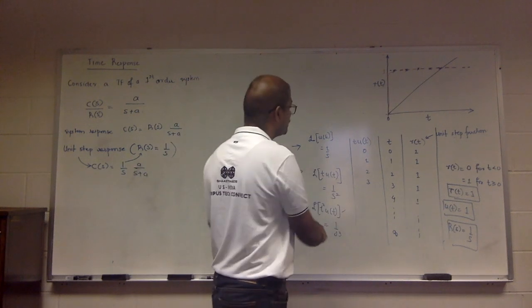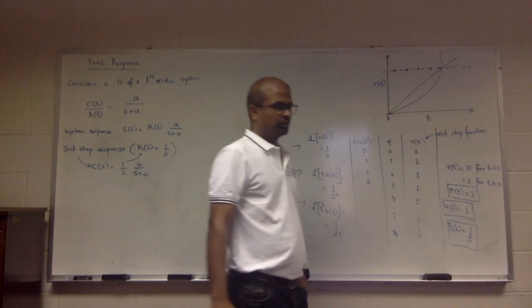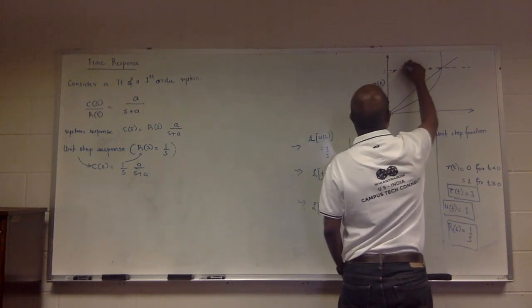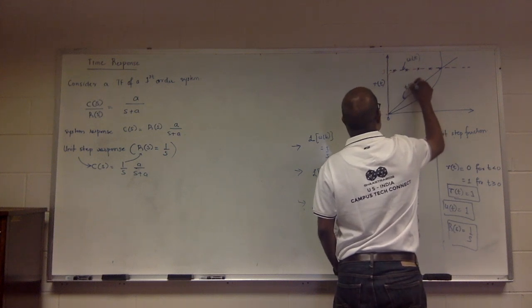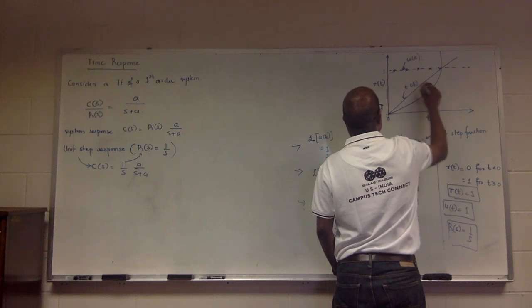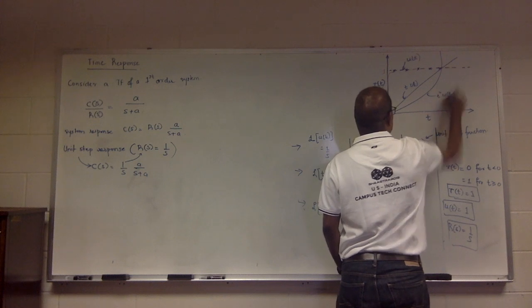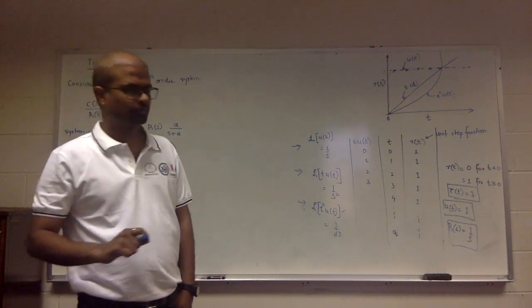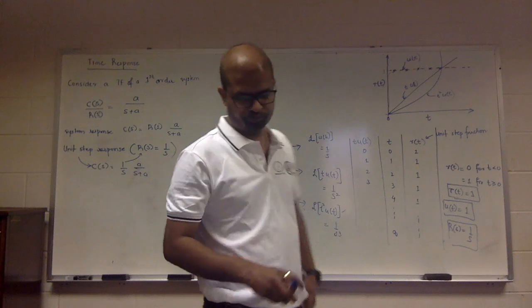So this function t squared will look like this. This is u of t. This is t u of t. This is t squared u of t.